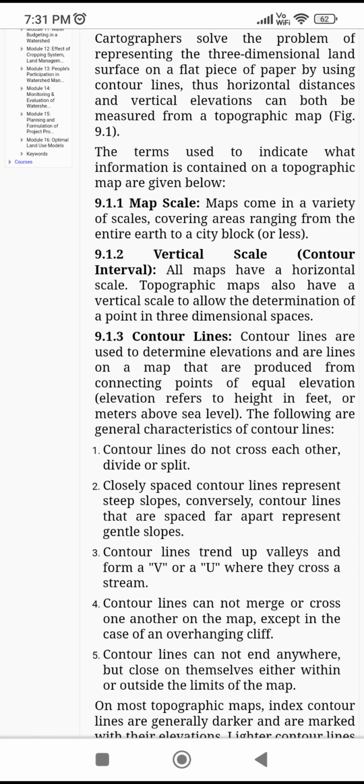Then what is a contour line? Contour lines are used to determine elevations and are lines on a map that are produced from connecting points of equal elevation. Remember this, contour lines are the lines joining the points which have equal elevation.